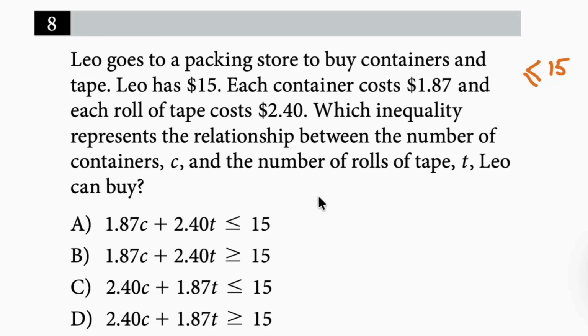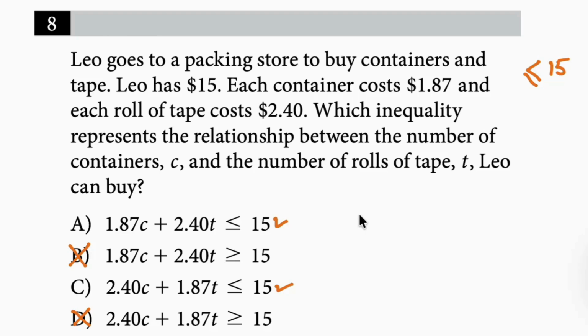So sometimes, deleting the wrong options accelerates the process of solving the question. So if I see this is the inequality, only options A and C are giving me this inequality. So B and D are already deleted, right? Each container costs this much and each roll of tape costs this much. Okay. Which inequality represents the relationship between the number of containers C and the number of rolls of tape T Leo can buy?